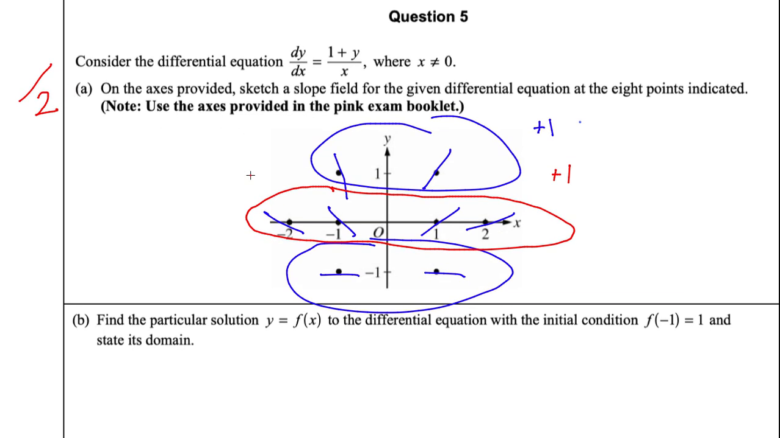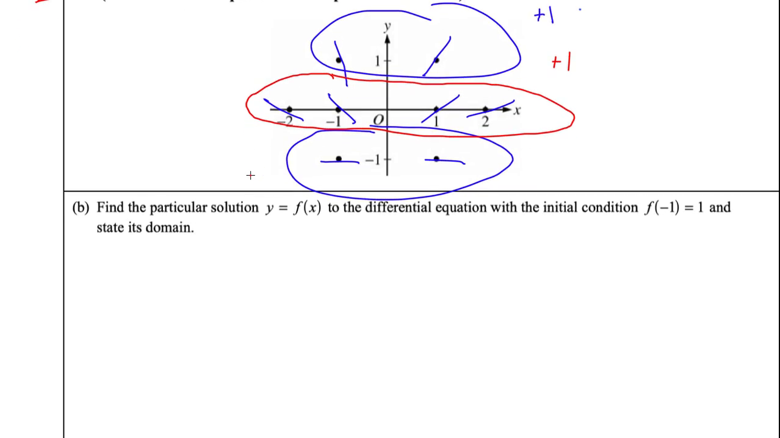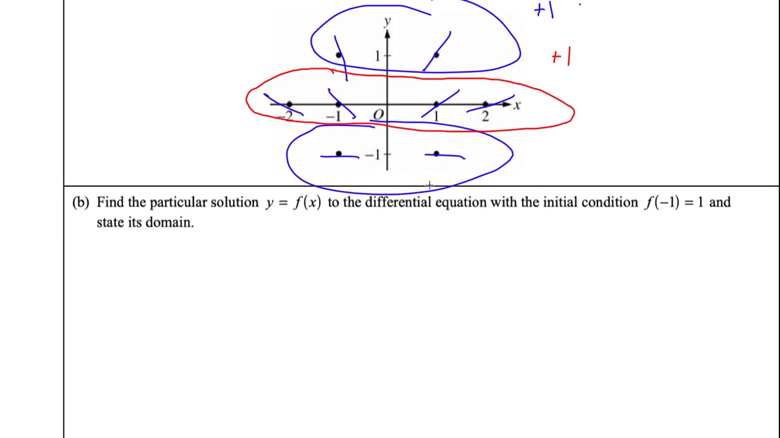All right. And then we're on to part B, which is that hard question. You need to do your 4 steps because you see particular solution. Those are the key words that tell you, hey, we need to separate, then integrate, then evaluate.